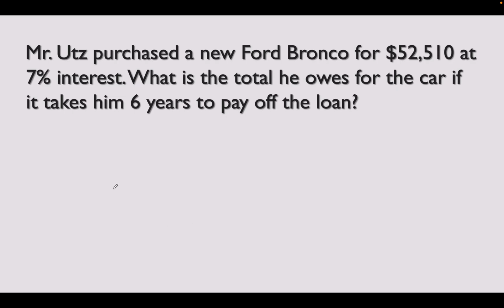In our second example, Mr. Utz purchased a new Ford Bronco for $52,510 at 7% interest. What's the total he owes for the car if it takes him 6 years to pay off the loan? So we're going to take our percent, which is 7, that's 0.07, so 2 spaces over, times 52,510. Or if you like the proportion better, that would be x over 52,510 equals 7 over 100.